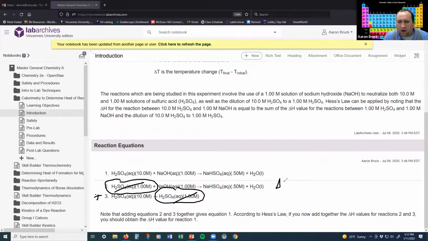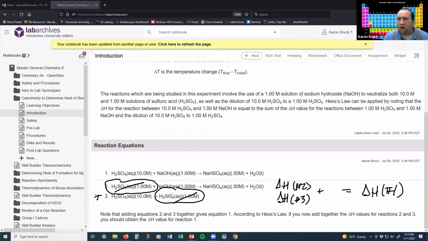So if I know the delta H for reaction number 2, and I know the delta H for reaction number 3, I should be able to add those two together, and the result would give me the enthalpy change for reaction number 1. So that's one of the things that we are testing. We are trying to validate in this experiment is we're going to use this relationship between reaction 1 and the combination of reactions 2 and 3 to try to determine if our data makes sense.